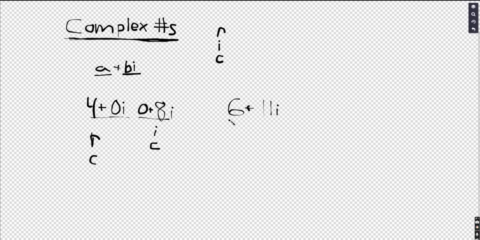Now let's look over here. Does it have a real part? Yes. Does it have an imaginary part? Yes, it does, and it's not 0. If none of the parts are 0, then it's just a complex number, because it's both imaginary and real.